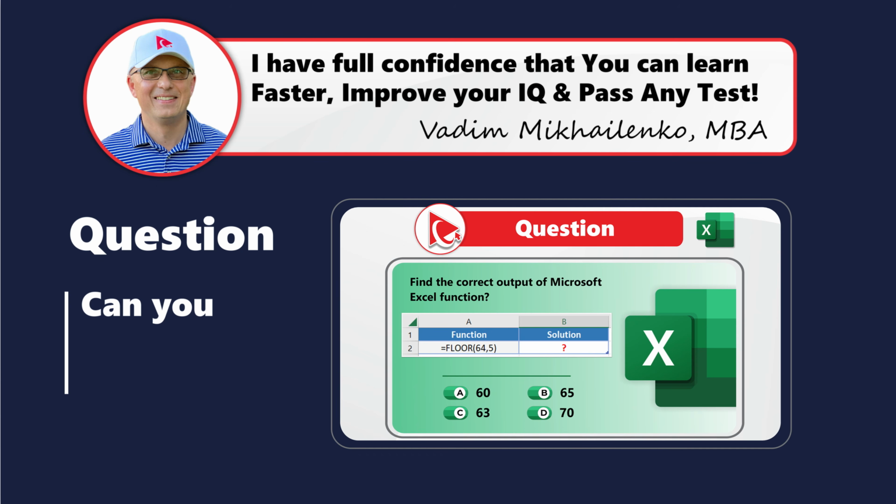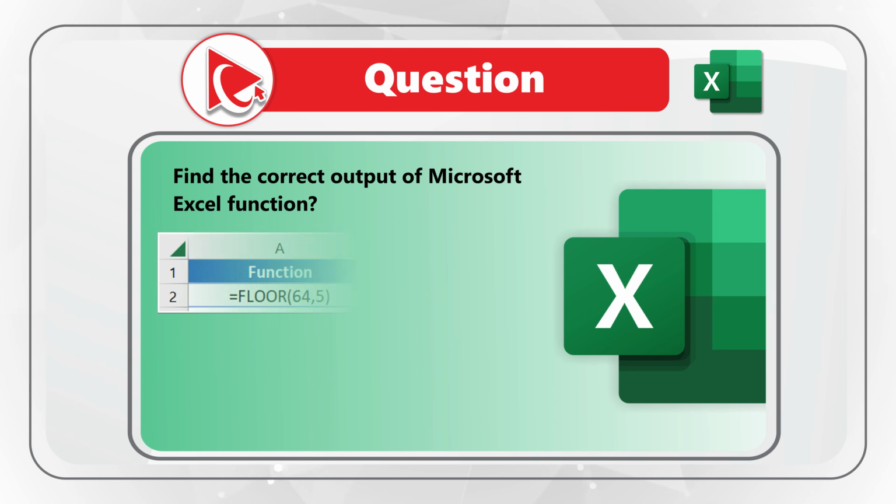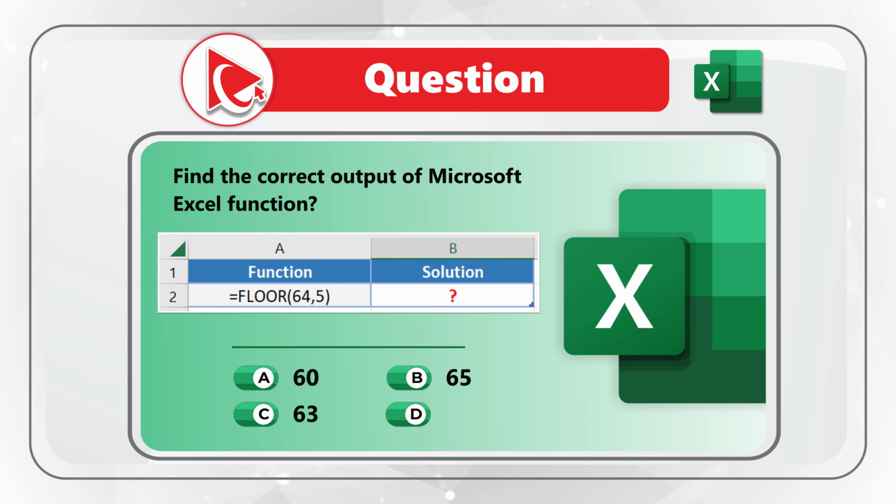Here's an amazing question we see on the test more and more often. You need to find the correct output of Microsoft Excel function, and you're presented with the statement equal sign, FLOOR, and then in parentheses 64,5. You have 4 different choices to select from. Choice A, 60, choice B, 65, choice C, 63, and last but not least, choice D, 70.